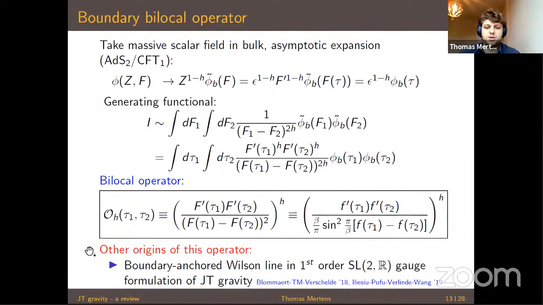But there is also another origin of this operator that I would like to mention. You can get this operator by considering a boundary anchored Wilson line in the first order gauge theoretic BF formulation of JT gravity. So there is a first order formulation in terms of a gauge theory. And in that gauge theory, you can consider Wilson lines. And if you consider a Wilson line for which the 2 points are anchored at the boundary, this automatically defines an operator that is also bilocal. And well, you can show that this matches with this operator if you go back to the gravitational language. So this was done in these papers.